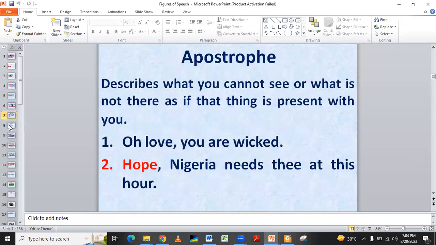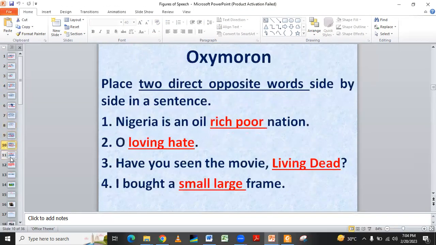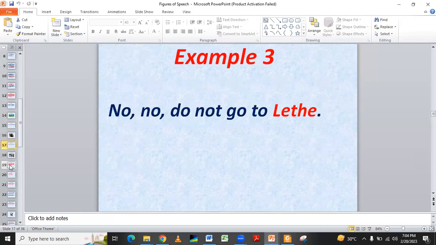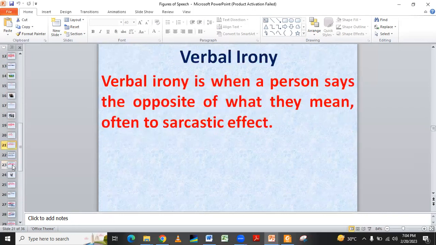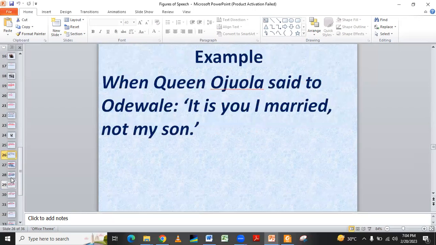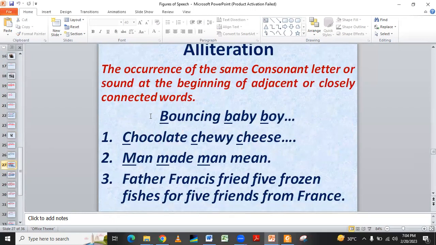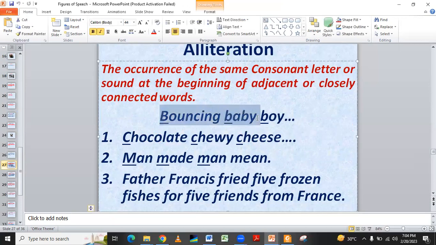Yeah, good. So let me just go straight to those ones. Oxymoron, they'll not give you oxymoron. Let me look for alliteration. Then I'll stop there. Good. Alliteration is very easy. Just look for 2 to 3 words that begin with the same consonant letter. Bouncing baby boy. So you find your B, B, B. Chocolate, chewy cheese, CCC, man-made, man-mean. You can see the MMM.